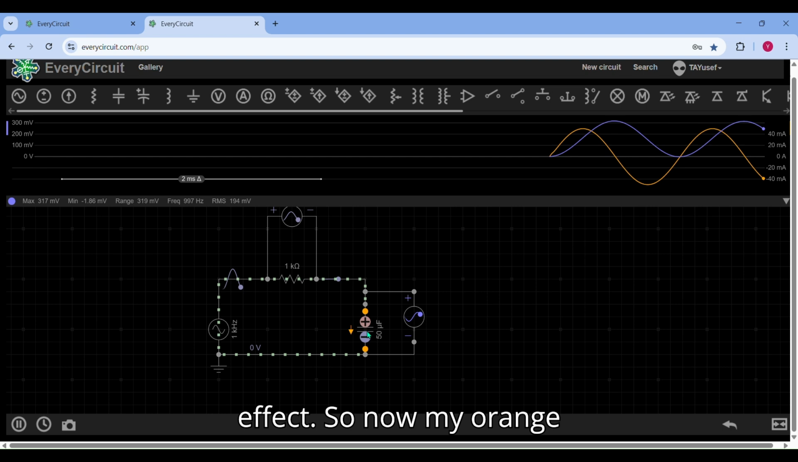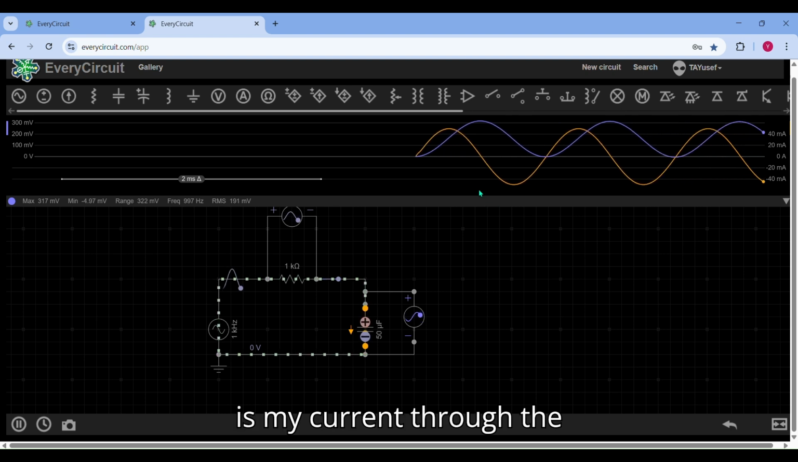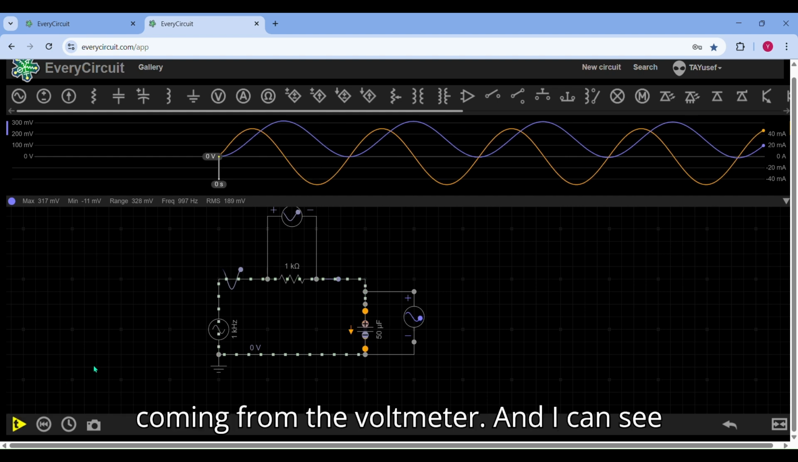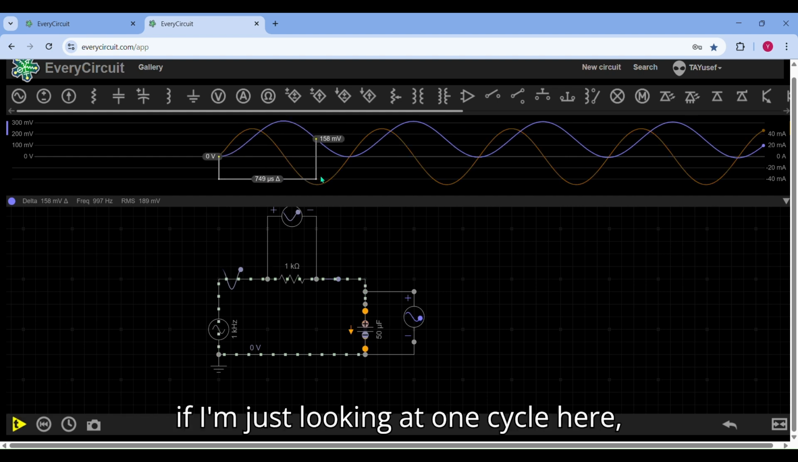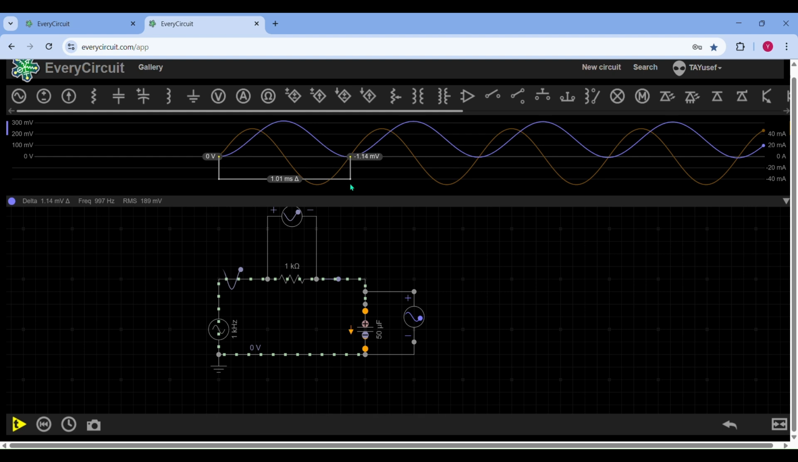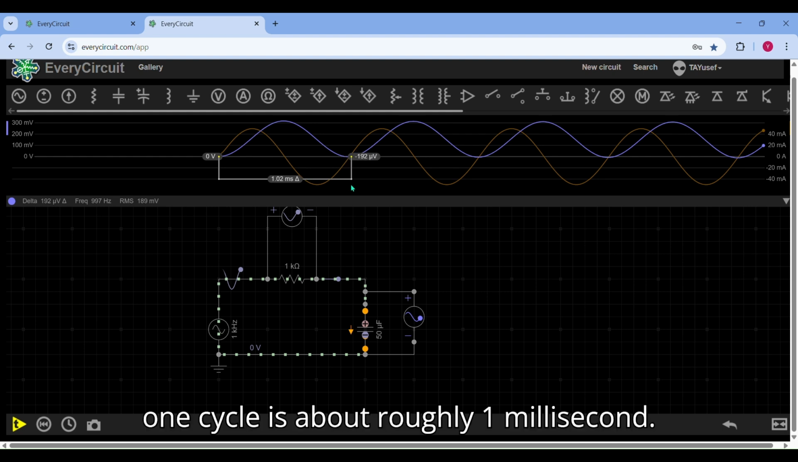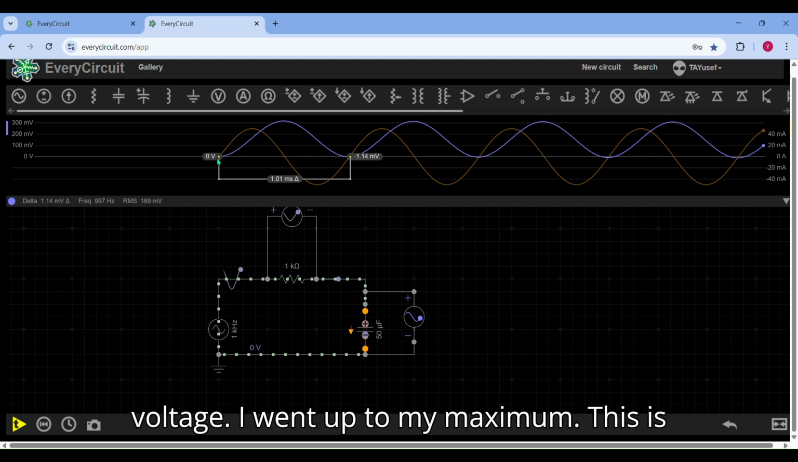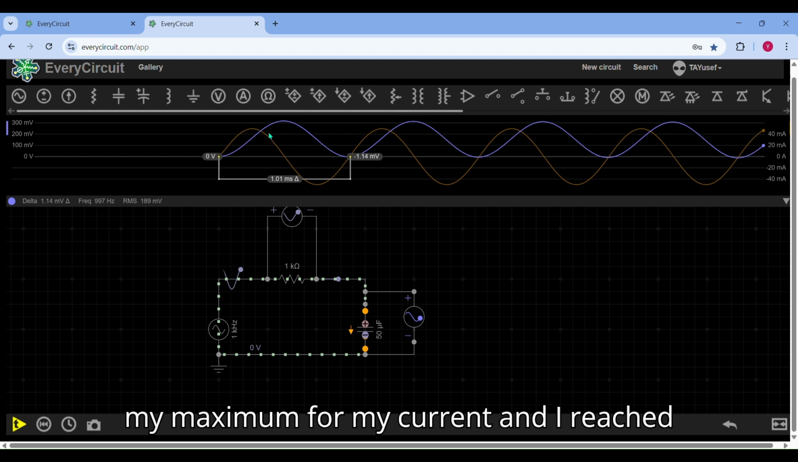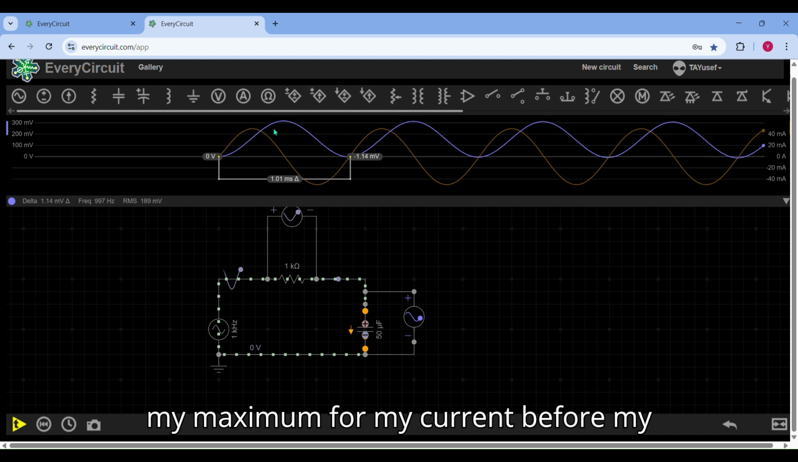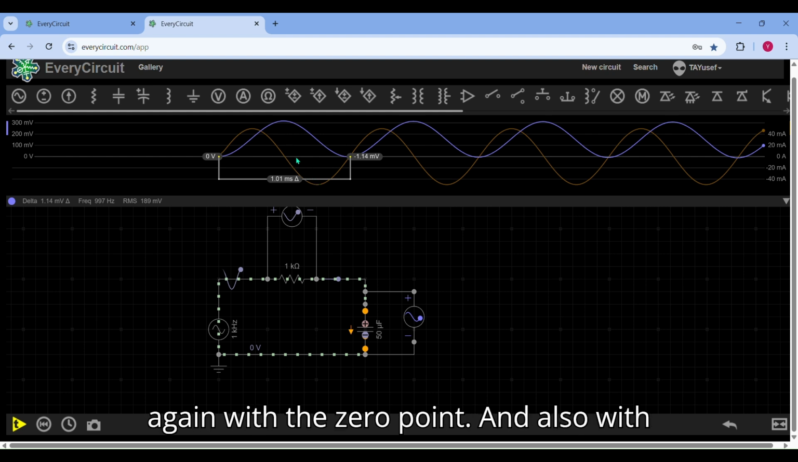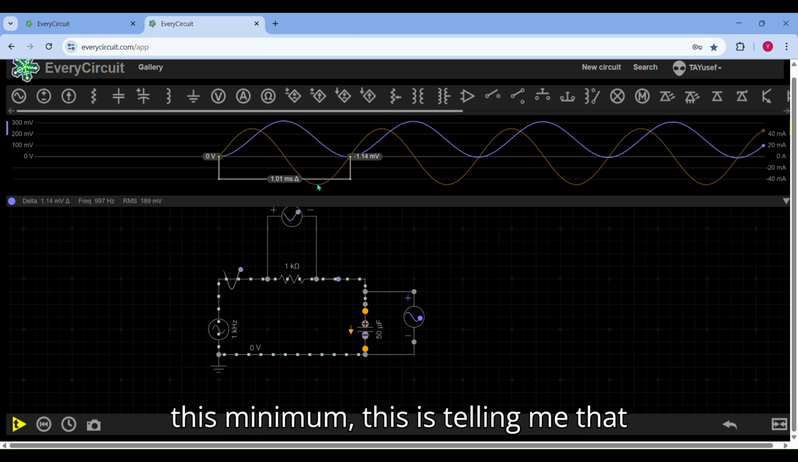So now my orange is my current through the capacitor, and then blue is my voltage coming from the voltmeter. And I can see, if I'm just looking at one cycle here, one cycle is roughly 1 millisecond. I started at 0 for my current and my voltage. I went up to my maximum. This is my maximum for my current. And I reached my maximum for my current before my voltage value. And I see that happens again with this 0 point and also with this minimum.